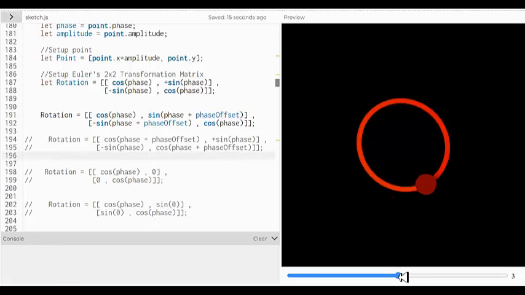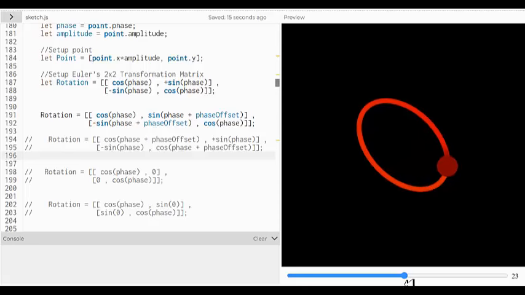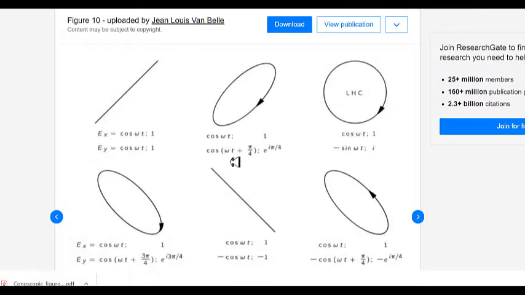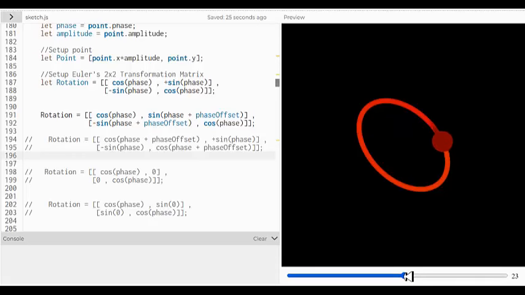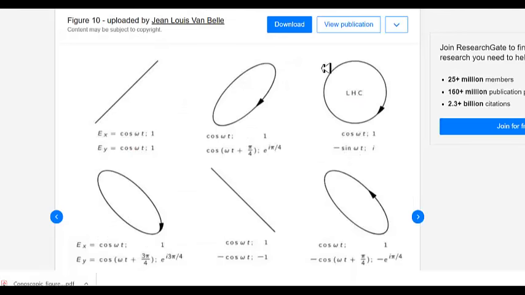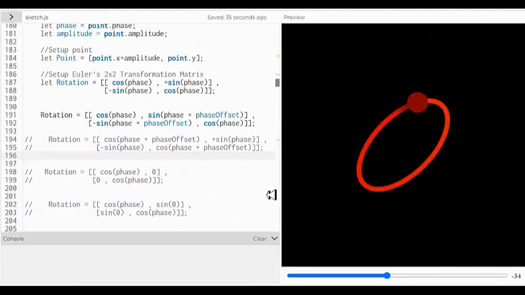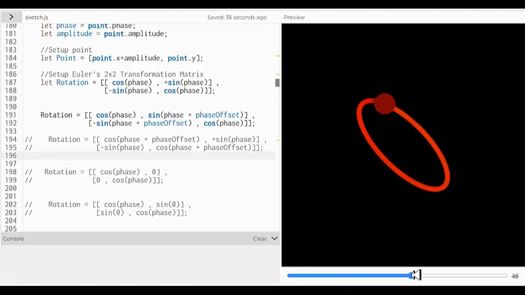Okay, so here is what happens when I do that. Here you can see that we're getting the elliptical shape that we saw in the definition of elliptical polarization. And then when I go the other way, you will see we get the elliptical polarization in the other direction, as you see here. Also, if I go further, say to around plus 45 degrees, you see that this is basically on a 45 degree angle.